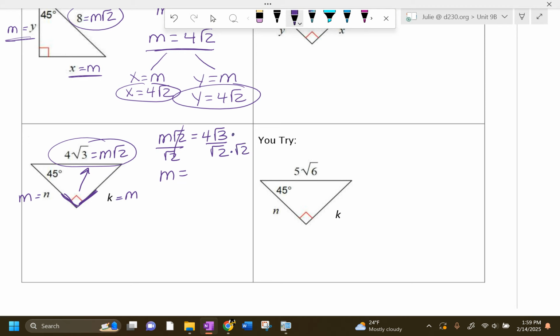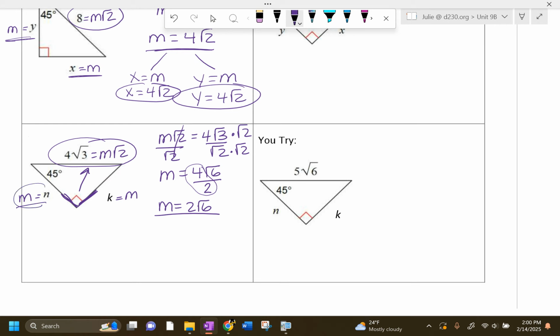I can go ahead and rationalize the denominator. So I'm going to multiply the top and bottom by the square root of 2. On the top, I can multiply the 3 and 2 together because they're both inside the radical, and I get 4 square root 6. On the bottom, the square root of 2 times square root of 2 is just 2. All right, and then these are both outside, so 4 divided by 2 is 2. So m is equal to 2 square root 6.